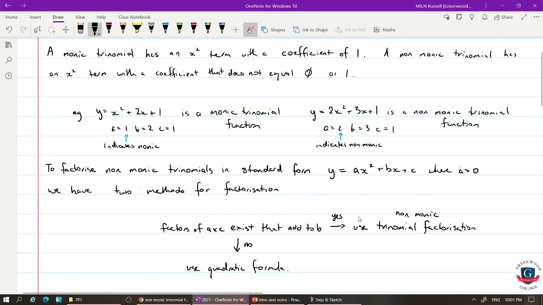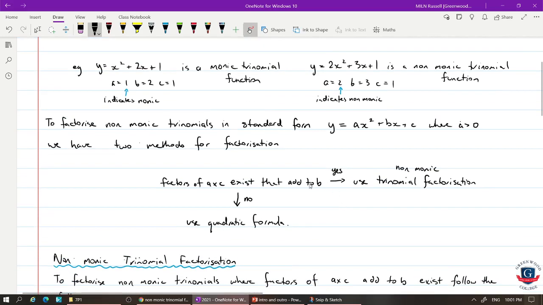Now, if we want to factorize it, as in put it into two brackets, we could use non-monic trinomial factorization, where we take the a value times the c value and find factors of it that add to b. If we can't, we have to use the quadratic formula. There are also methods similar to completing the square, but we're not going to look at those right now. We'll look at those as part of turning point form.